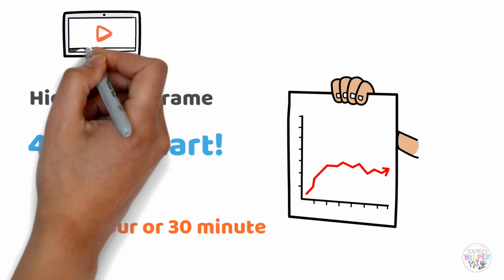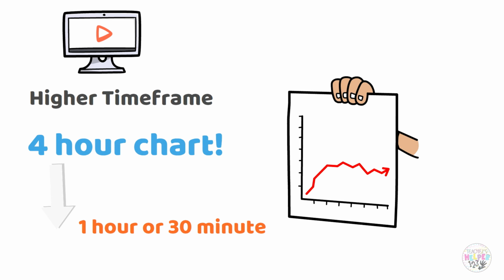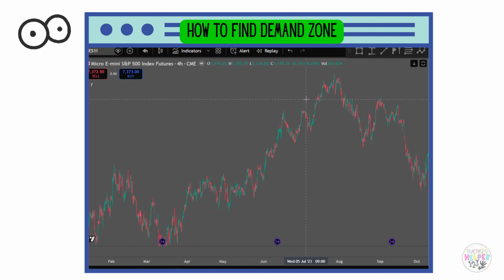Take a look at this video. I'll show you how I find the demand zones on the 4-hour. So let's start with a demand zone. This is a 4-hour chart. It doesn't matter what chart you use, but we're going to start on the 4-hour because of the higher time frame that I prefer. And we're going to look for a demand zone.